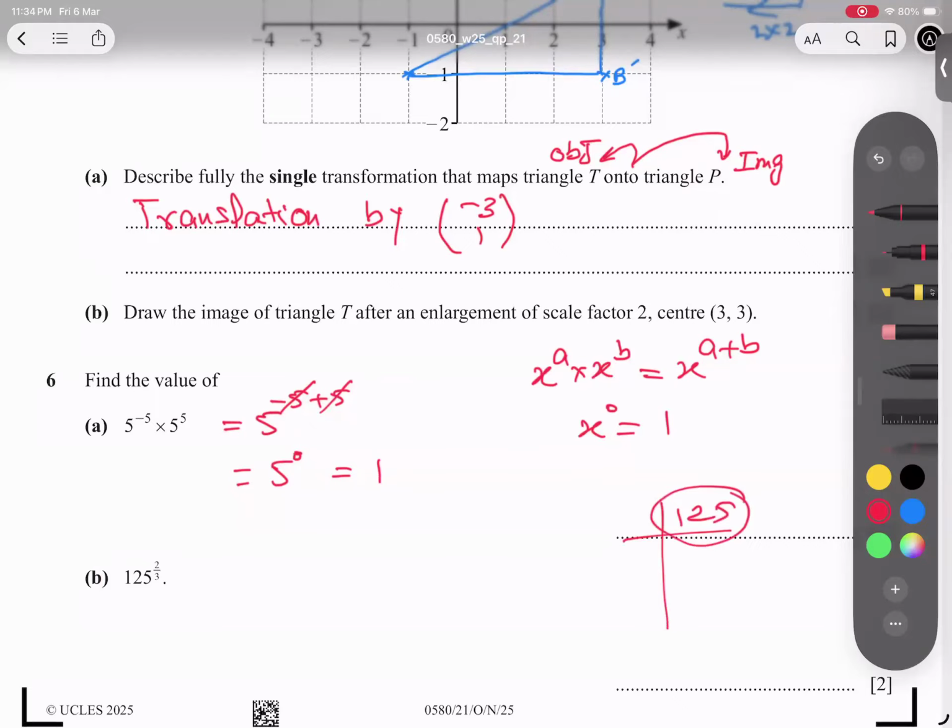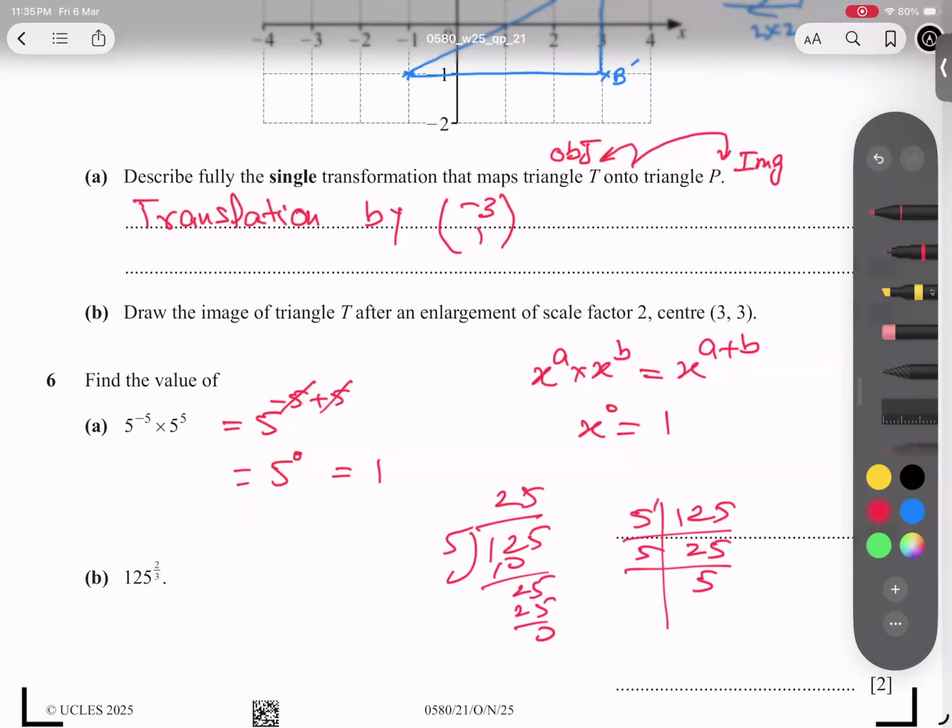125 divisible by 2? No. 3? No. 4? No. 5, yes. 5 is there. 5 twos are 10. Okay, you can check it. Even this is not hard: 5 twos are 10, 2 left. 5 fives are 25. So we got this. Now 5 fives are 25.